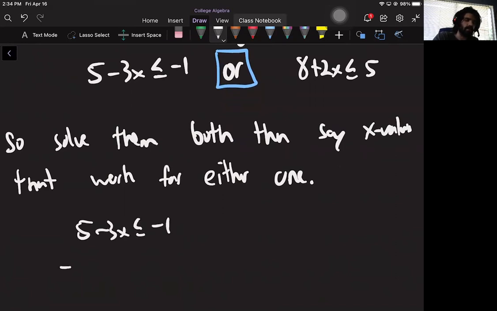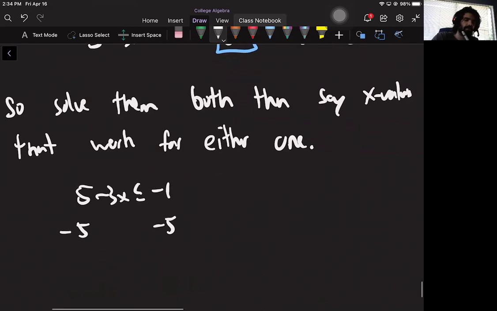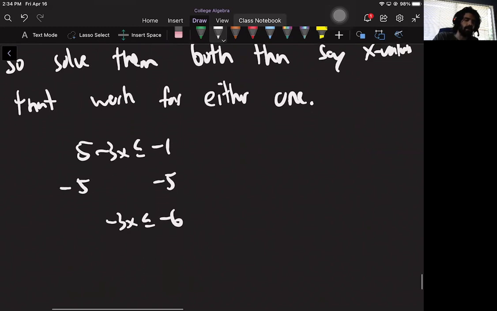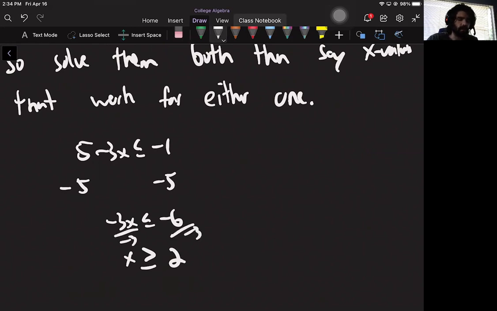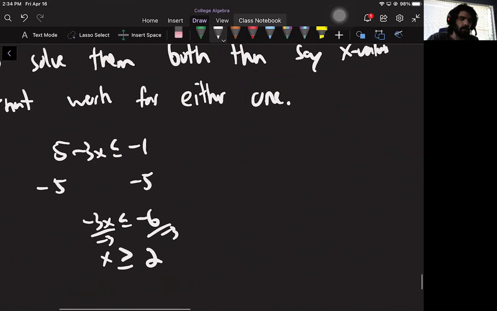So on this guy, I'm just going to subtract 5 on both sides. And then I'm going to divide by -3. And remember, dividing by this negative makes it flip to the right. And so I get this. -6 over -3 is 2.